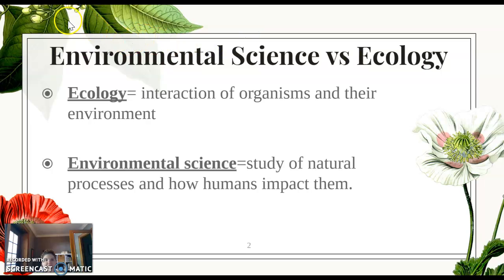So first, the difference between environmental science and ecology. Basically, the main difference is that with environmental science, we're incorporating human impacts. So with ecology, we're just studying passively how organisms interact with their environment. And for environmental science, we're actually studying the impact that humans have on ecology.